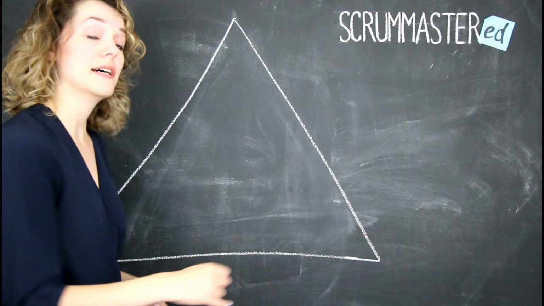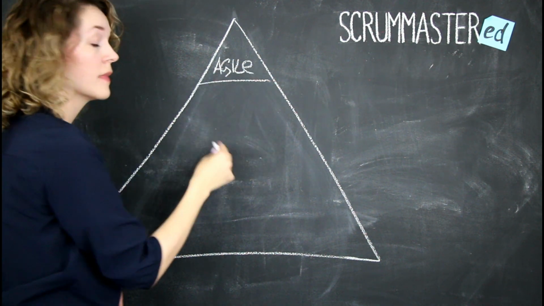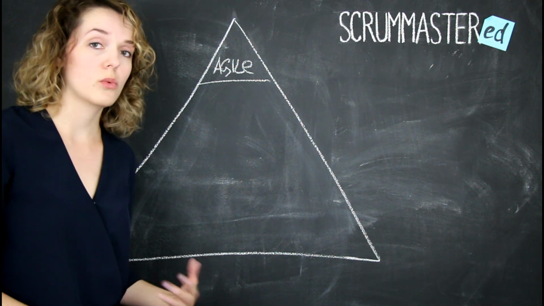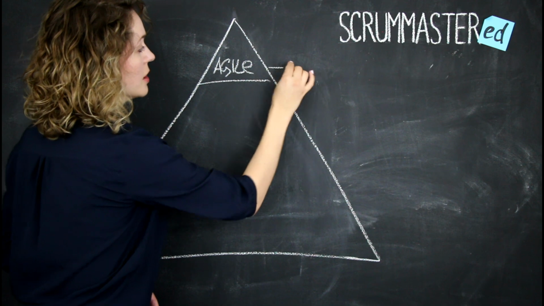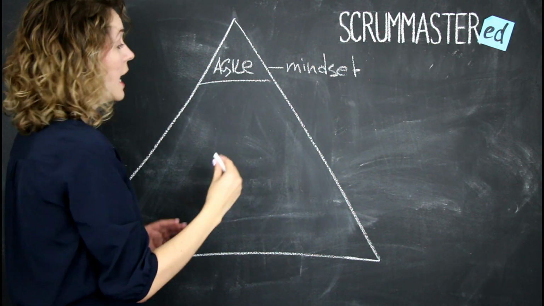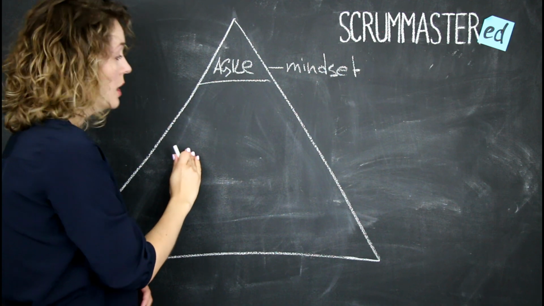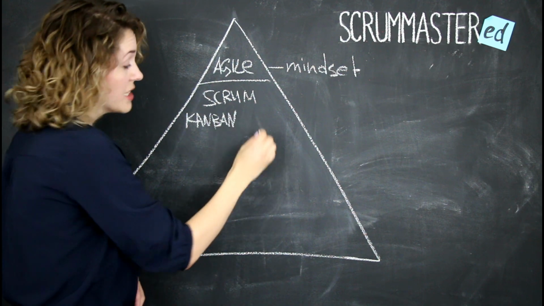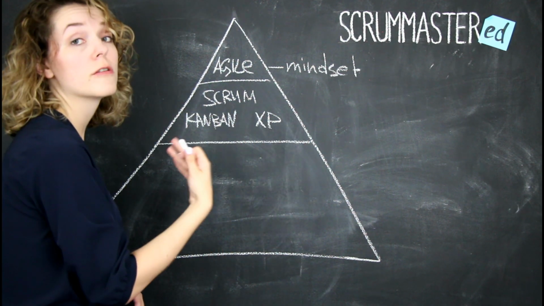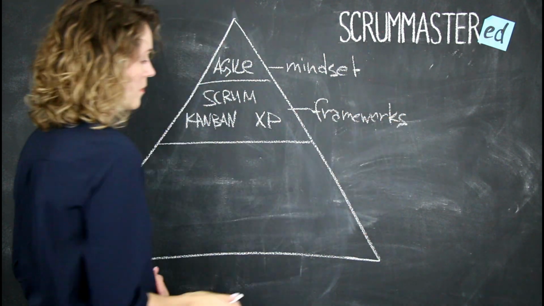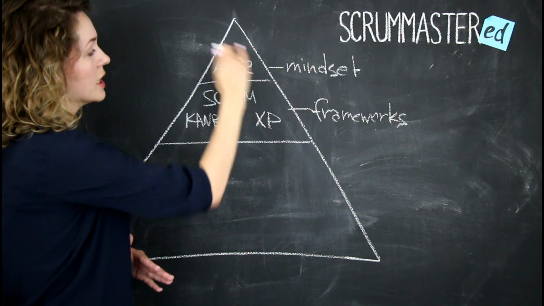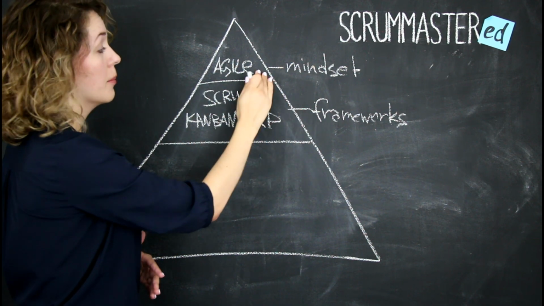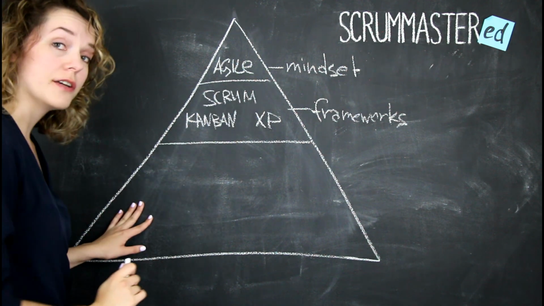I always talk about Agile as the top of the pyramid. Agile is a mindset, a different way of working versus traditional ways of working. And that's why here I say Agile is a mindset. Now, right below the mindset, we have things like Scrum, Kanban, or extreme programming. These are frameworks. This is a good way to show the difference between the general view on how we work and different frameworks that help us become agile. Now, below, you have various practices.